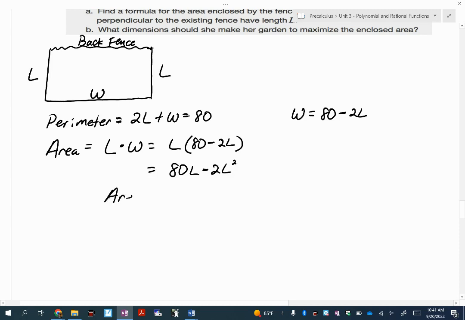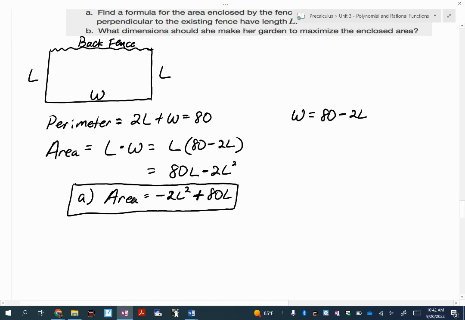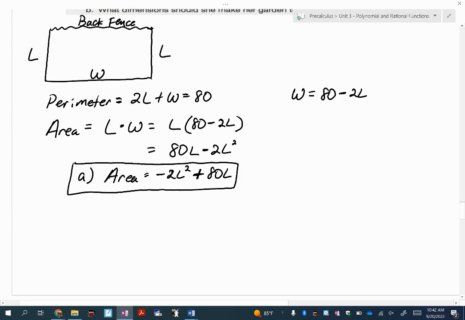So my area function is going to be negative 2L squared plus 80L. All right, so this is the formula. This answers letter A, if you will. And then to solve for letter B, to maximize this, if you notice, the number in front of L squared is a negative.